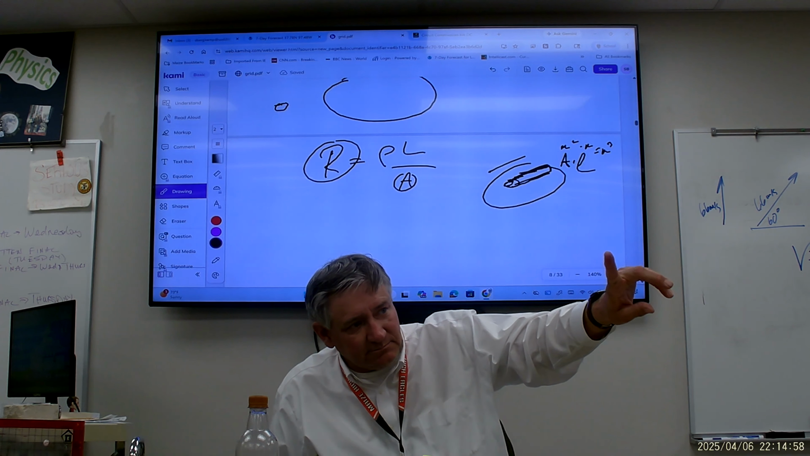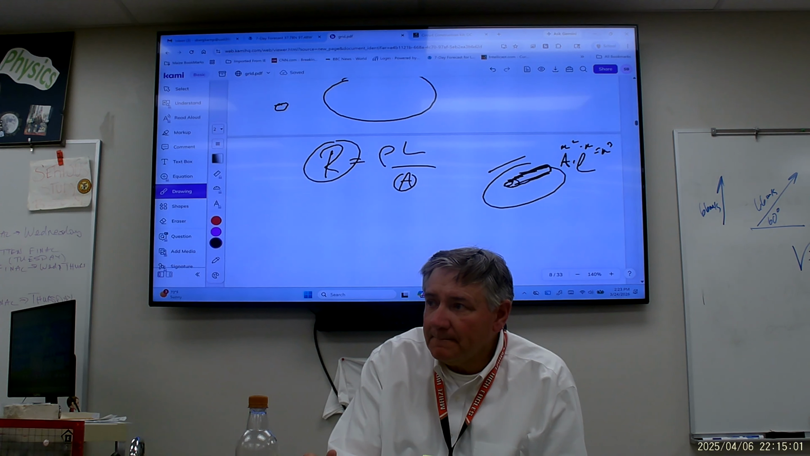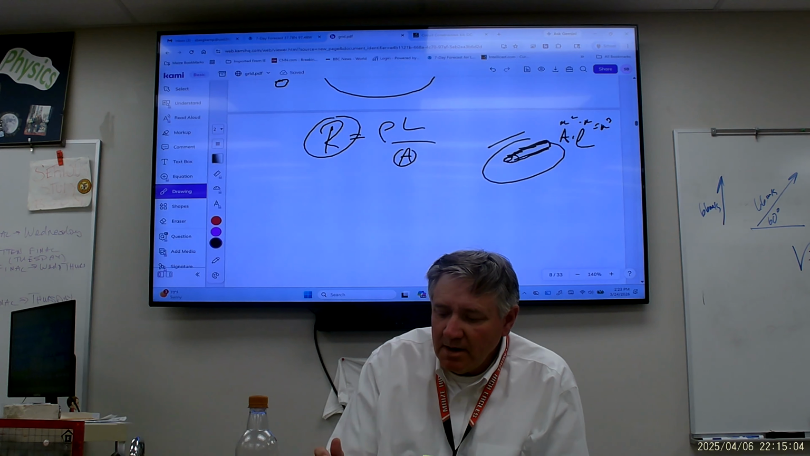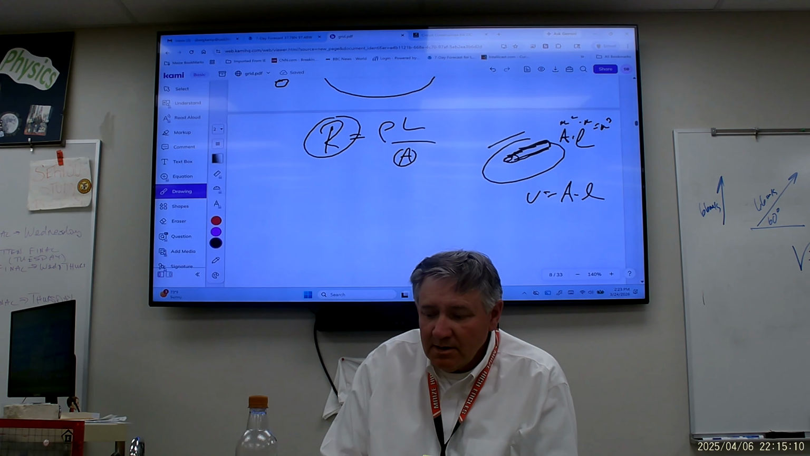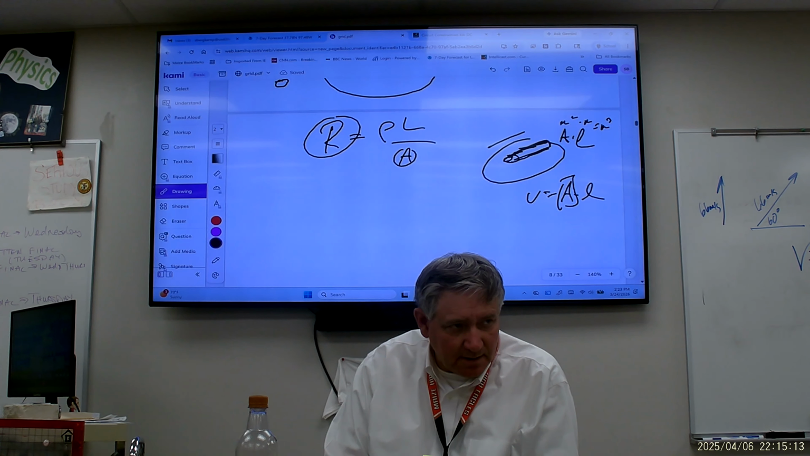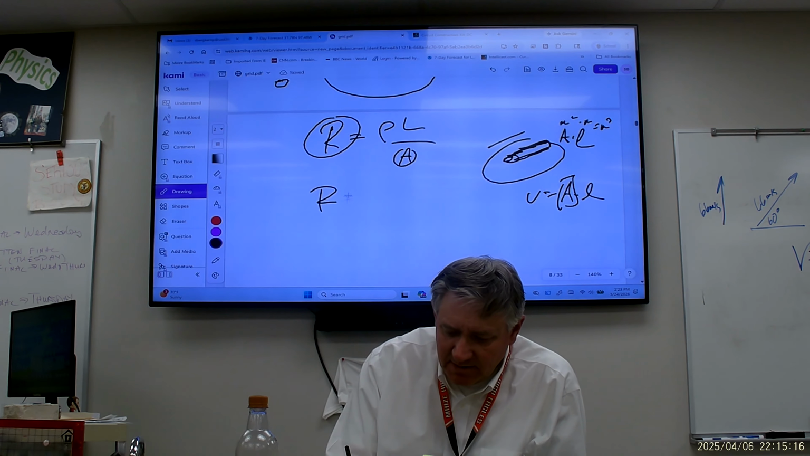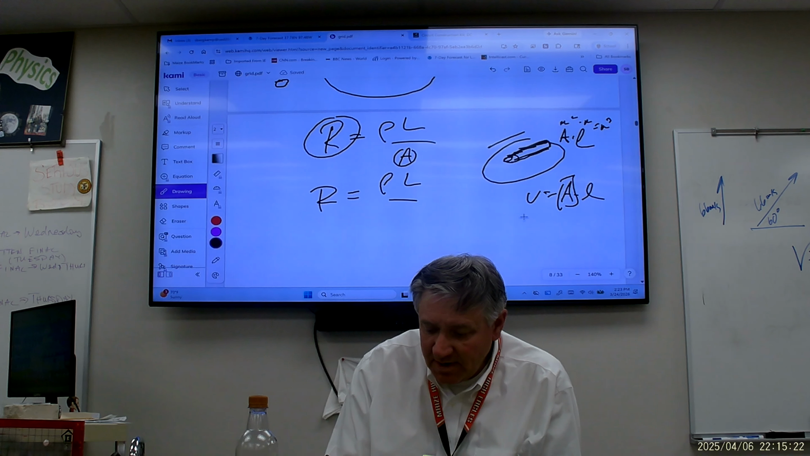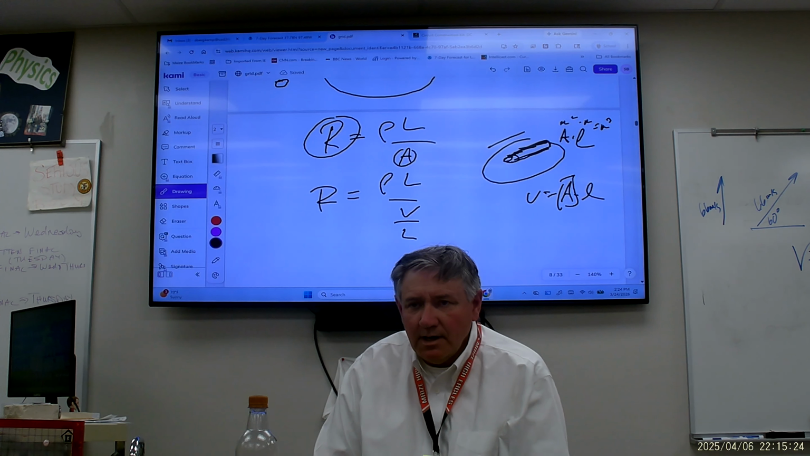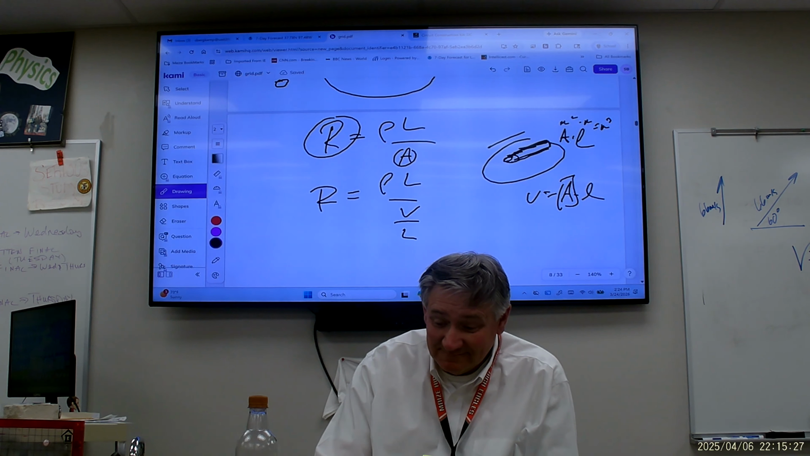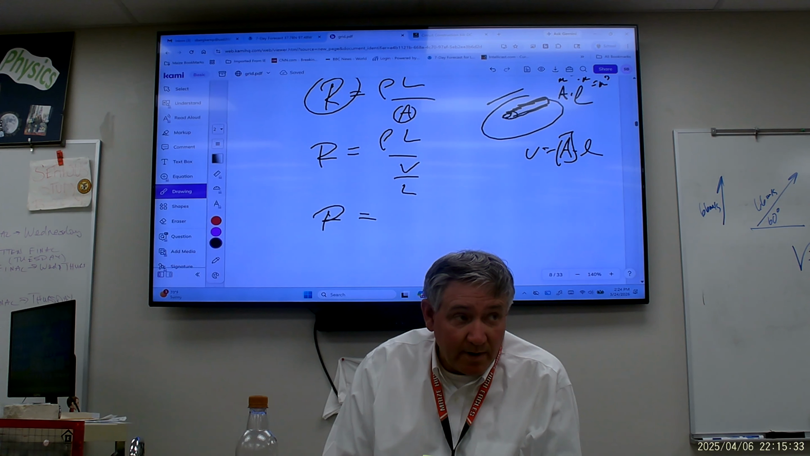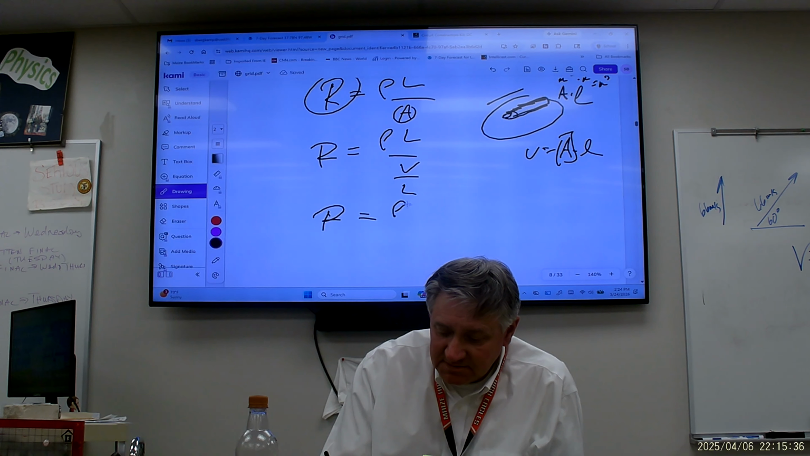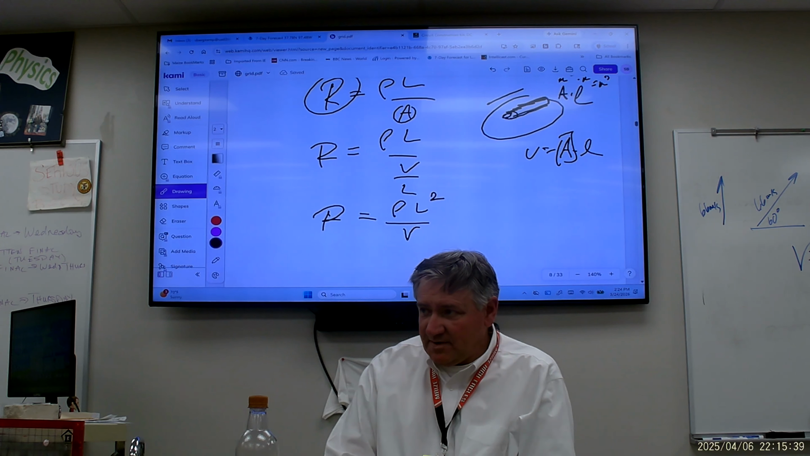Okay, so we're doing a little trick here. Volume equals cross-sectional area times length, right? So if I solve for area, what do you get? V over L. So resistance then is, oh, we're doing resistivity. And then if I solve for area, I get V over L. Now, do the L's cancel out? No. Do I get L squared? Yes, I get L squared over V.